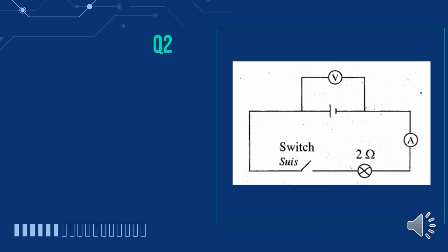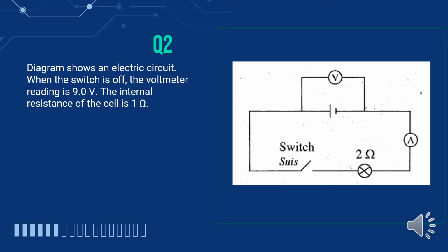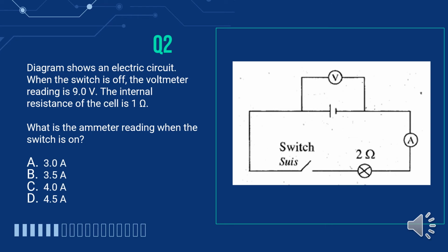Now, let's move on to question 2. The diagram shows an electric circuit. When the switch is off, the voltmeter reading is 9.0 volt. The internal resistance of the cell is 1 ohm. And the question: what is the ammeter reading when the switch is on? Is it A 3.0 ampere, B 3.5 ampere, C 4.0 ampere, or D 4.5 ampere?